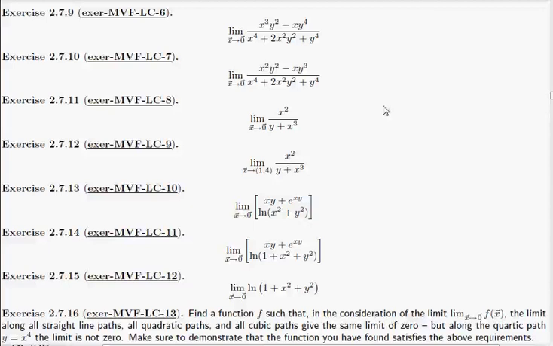Okay, looking at LC6. Continuity is great. Gotta love continuity. And one thing you might want to always look for on these limit problems is, wouldn't it be great if this function were actually continuous at the point that I'm approaching, because then I just plug in and it's the world's easiest calculation. So I like to always check for that first.